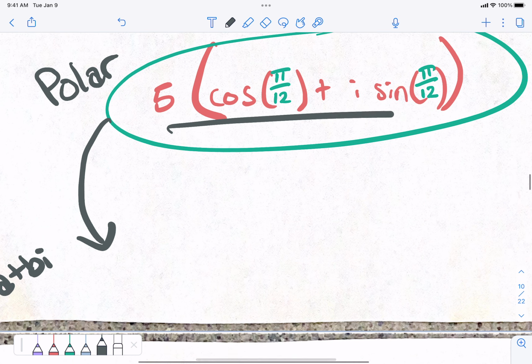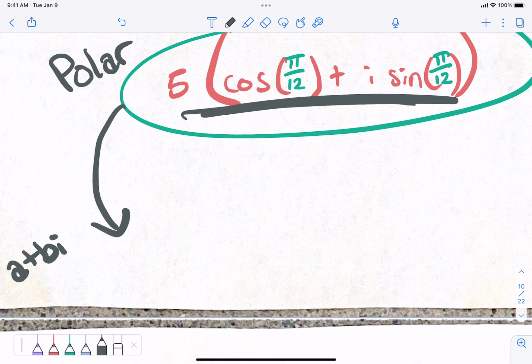So how do I go from polar form, this guy, to a plus bi? 5 times cosine of pi over 12. Do it in your calculator. But hold on, pi over 12 is in radians. So you need to have your calculator in radians when you multiply it through. So switch your calculator to radians. Go to mode and switch it to radians because you're taking cosine of pi over 12, right? 5 times cosine of pi over 12.